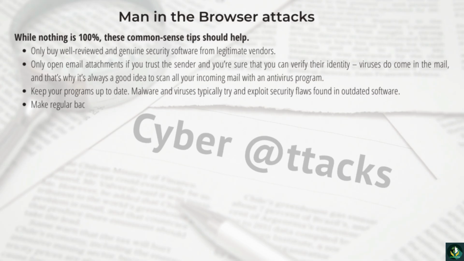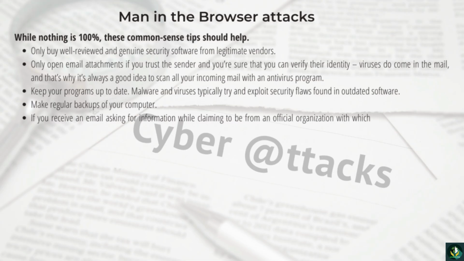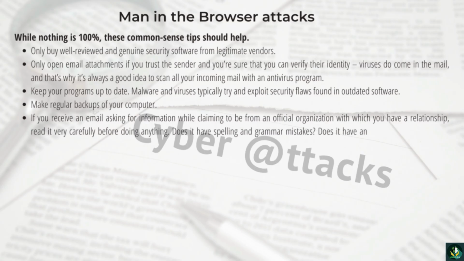Make regular backups of your computer. If you receive an email asking for information while claiming to be from an official organization with which you have a relationship, read it very carefully before doing anything. Does it have spelling and grammar mistakes? Does it have an air of urgency? These are classic signs of a phishing attempt. And remember that your bank or the government will never ask you to send them sensitive information by email.